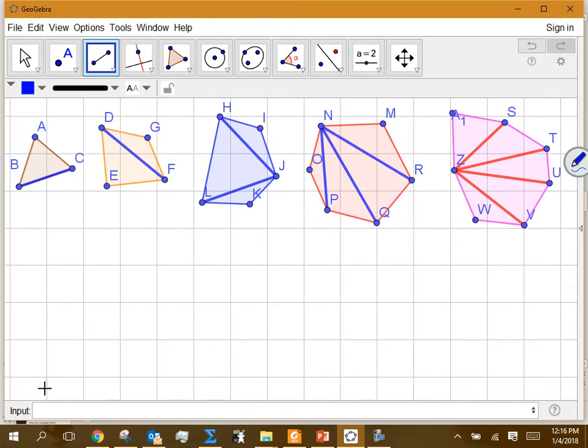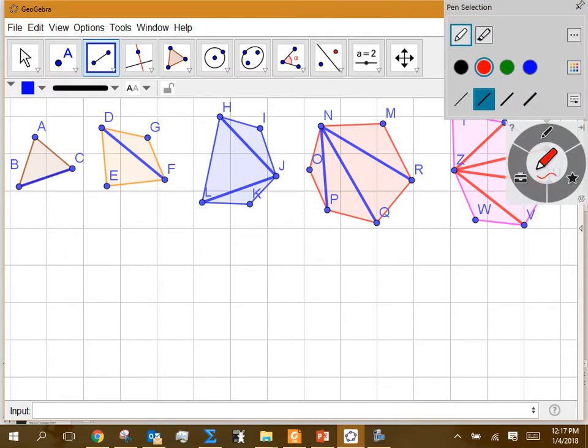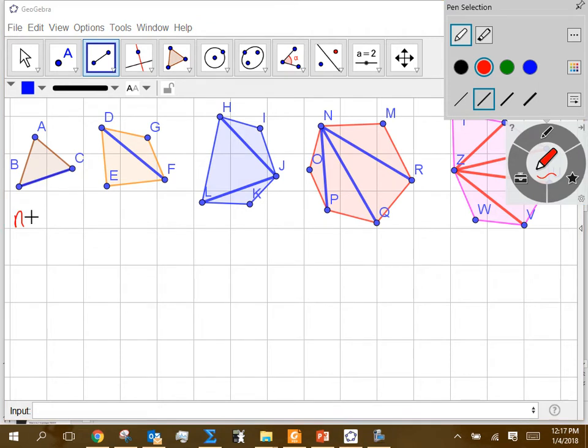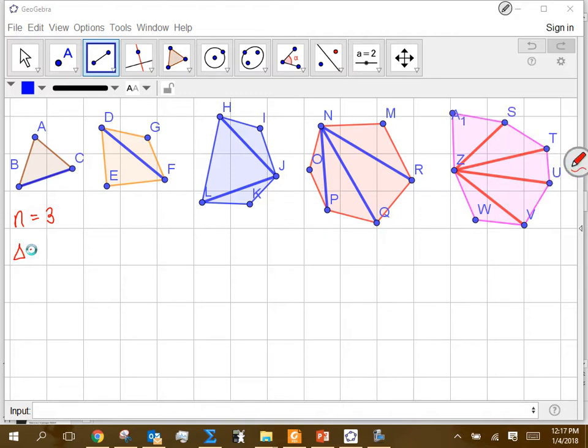Is that doable? Now what we're interested in, the reason I'm showing this, is how many sides we have in each one of these figures, and I'm going to call that N. So the number of sides in the first one is 3, right? How many triangles does that provide you with? 1 triangle. And how many degrees are in that 1 triangle?